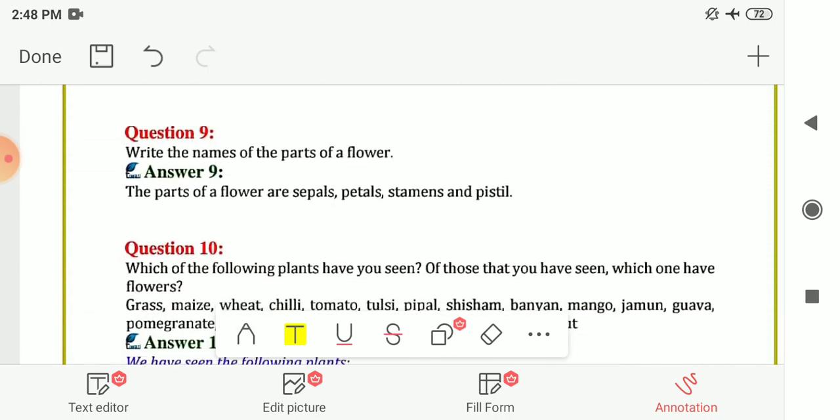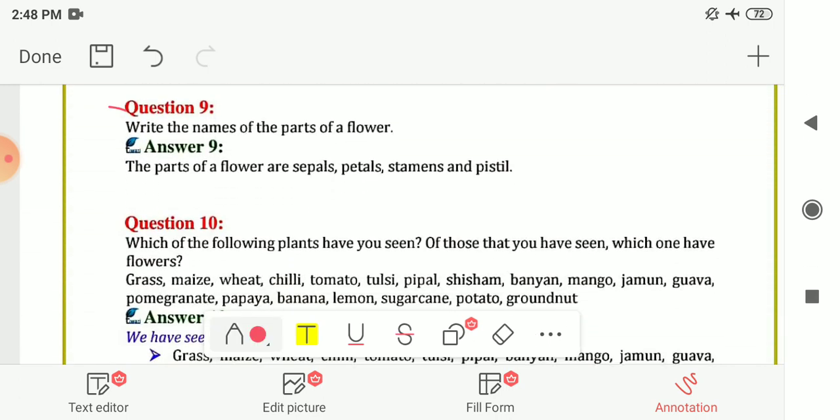Next, question number 9. Write the names of the parts of a flower. So the parts of a flower are sepals, petals, stamens and pistil. These are the different parts of the flowers.